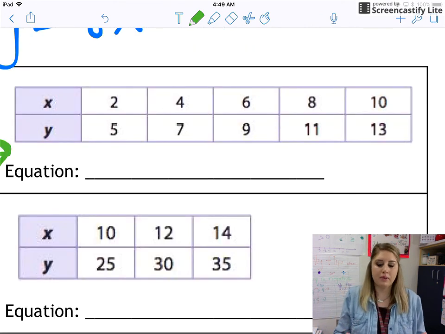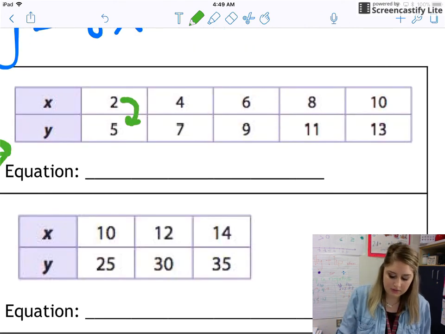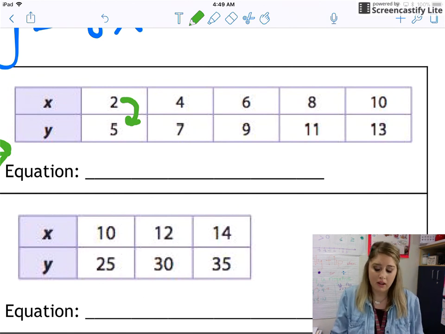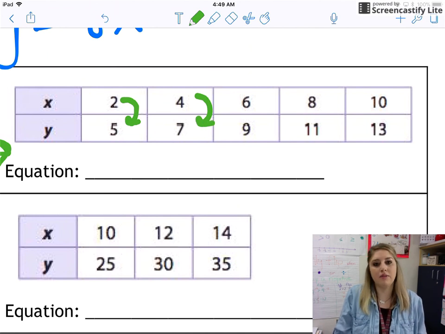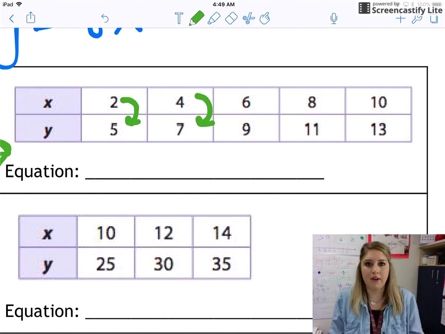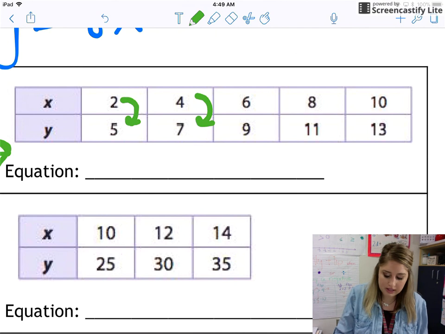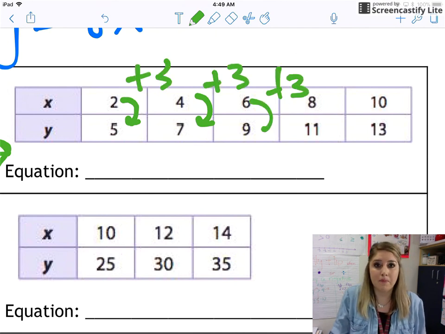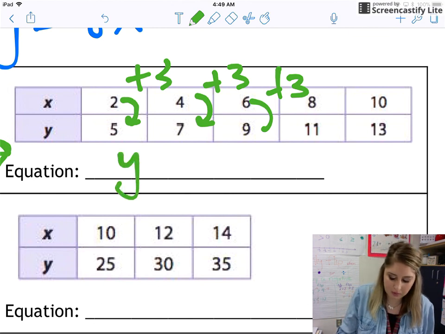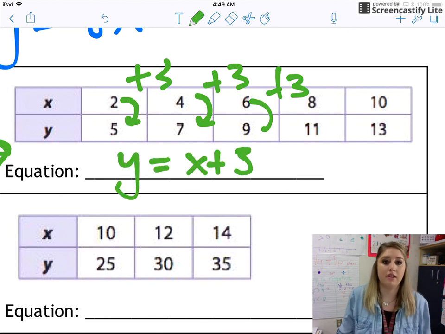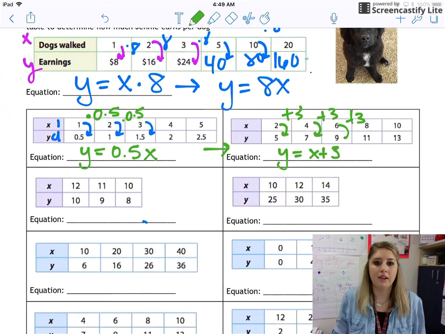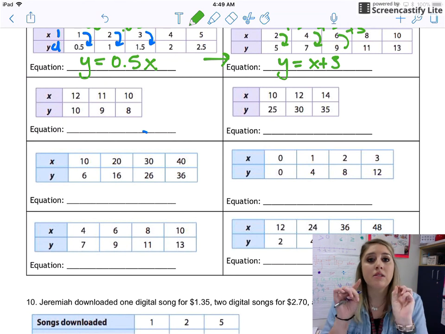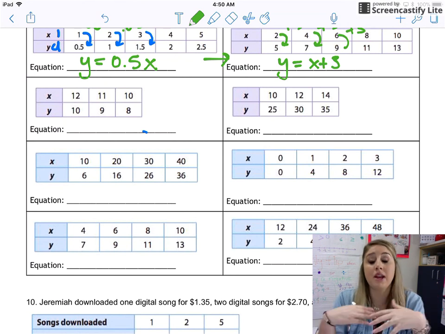Well, if you look at this one here, we can see that to get from 2 to 5, I could multiply by 2.5. But if I went and I looked at 4 to 7, multiplying by 2.5 isn't going to work. So what I did see, though, is that I add 3 every single time. So that would give me the equation y equals x plus 3. Pretty spiffy, huh? Okay, what I would like you to do is I would like you to try these next 6 problems. So pause the video, try the next 6 problems, and then I'll come back and we can check our answers together.